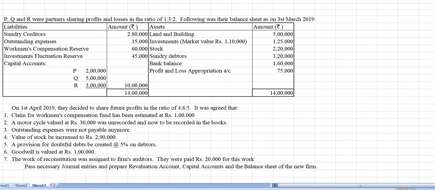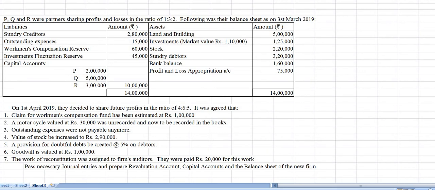Then a motorcycle valued at rupees 30,000 is a new asset that came into the business because it was not recorded. Now it is to be recorded. Then outstanding expenses are not payable anymore, meaning they need not be paid. Liability of 15,000 is decreased. Value of stock increased to 2,90,000. We had stock of 2,20,000, so 70,000 is the increase.